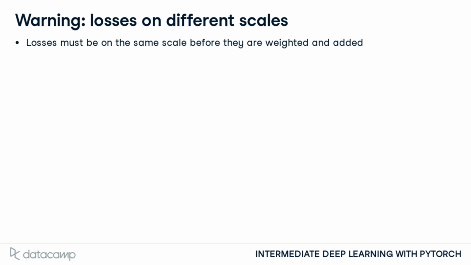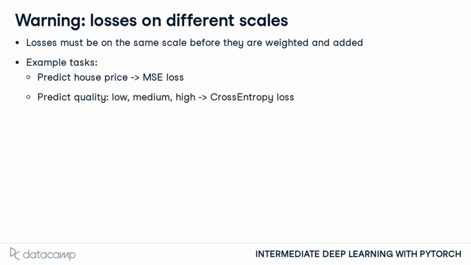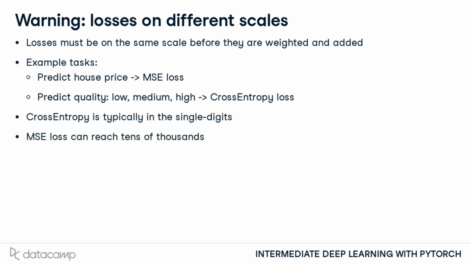Consider a scenario where we are building a model to predict house prices and use MSE loss. If we also want to use the same model to provide a quality assessment of the house, categorized as low, medium, or high, we would use cross-entropy loss. Cross-entropy is typically in the single-digit range, while MSE can reach tens of thousands. Combining these two would result in the model ignoring the quality assessment task completely.